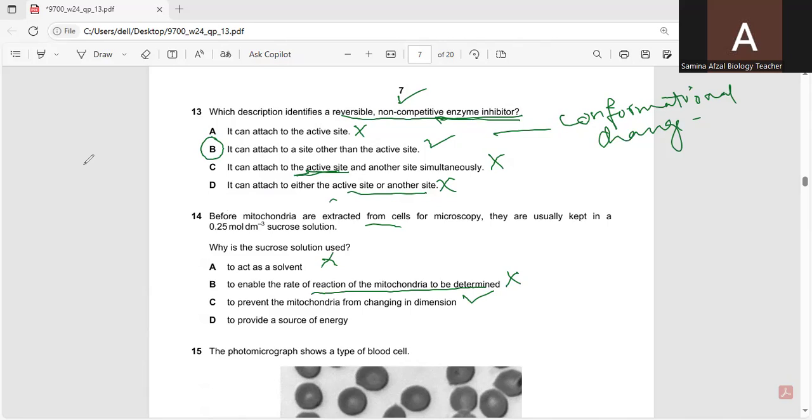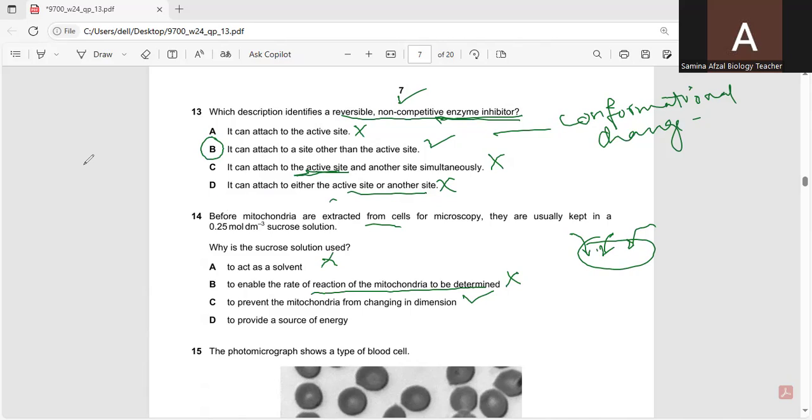You know, the mitochondria has semi-permeable membranes around itself. So if mitochondria are placed in a solution with a different water potential, what happens? If the external solution has the higher water potential, water will enter into the mitochondria. So due to its entrance, its shape will be changed.